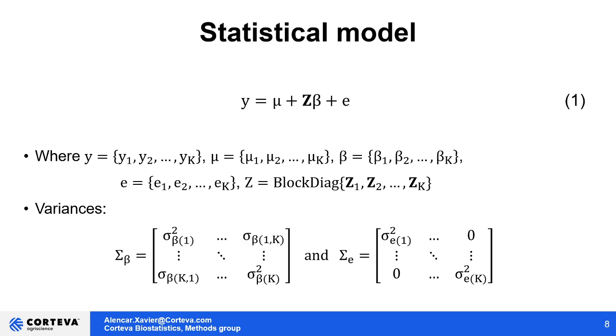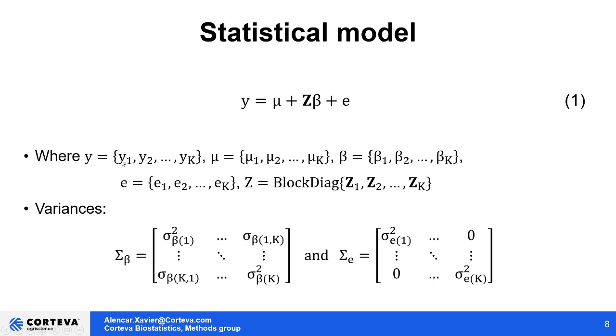The statistical model of a ridge regression is as follows. We usually have a summary of the genetic merit of the individuals, y, which is a vector. Mu represents the overall mean or the intercept. Z is the matrix of marker information, usually coded as 0, 1, 2 or -1, 0, 1 or centered. Beta are the regression coefficients, and e represents our vector of residuals.